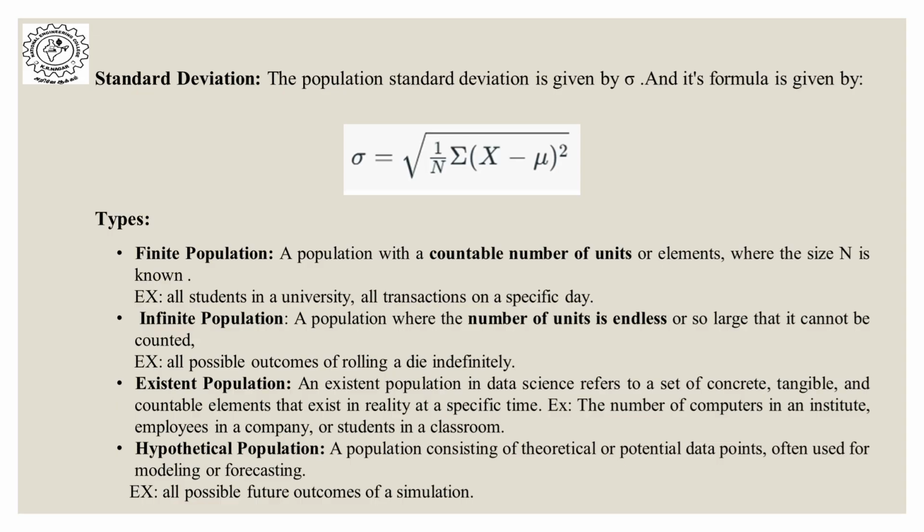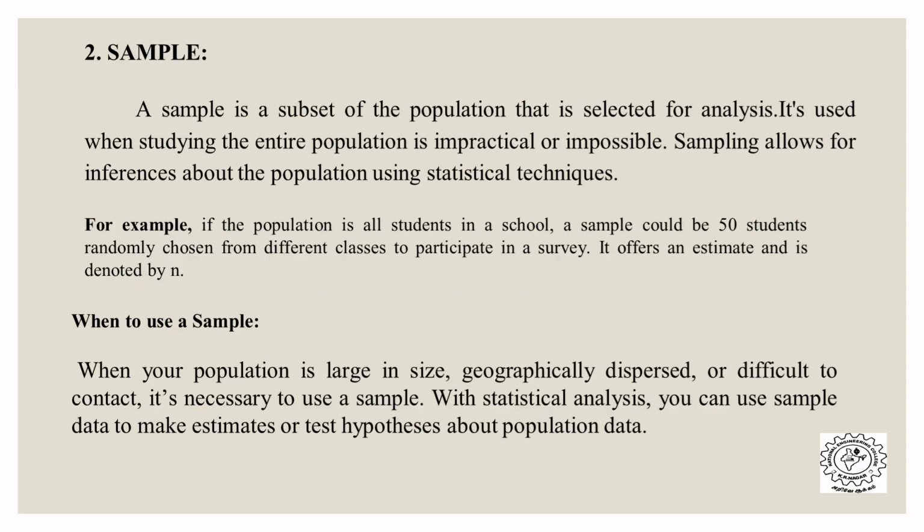Then an existent population is a set of concrete, tangible, and countable elements that exist in reality at a specific time. A hypothetical population consists of theoretical or potential data points that are used for modeling or forecasting. For example, some possible future outcomes of a simulation. They may or may not occur. These are hypothetical values that may be set using the population.